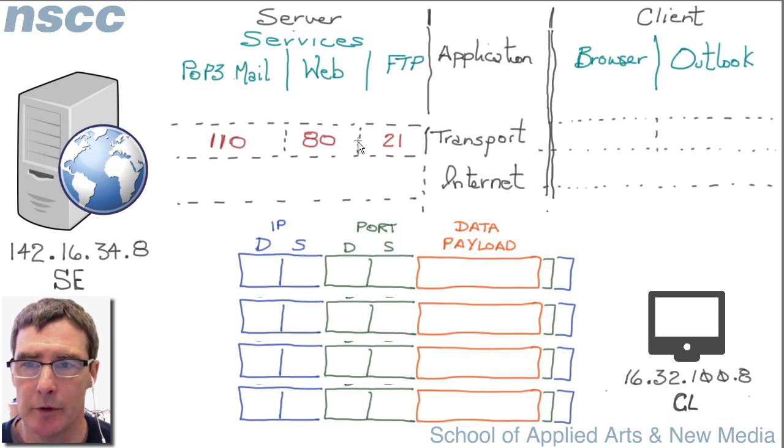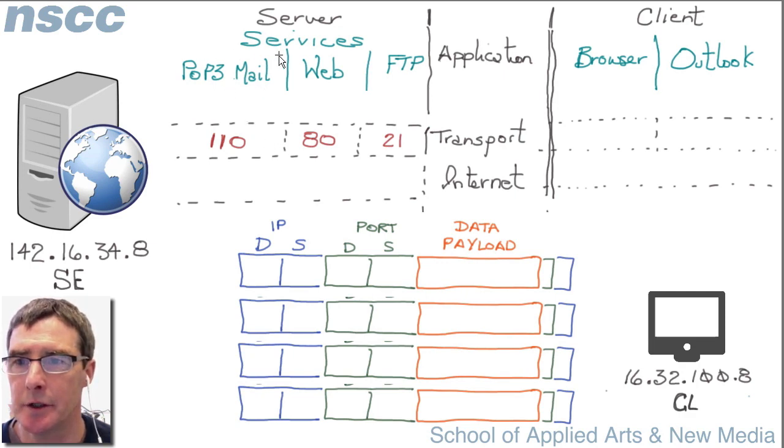Now, port numbers at the transport layer play an important part for directing traffic to applications. The port numbers below 1,000 are generally called the well-known port numbers, and many of them are assigned to certain services. For instance, POP3 mail is numbered 110. Web uses port number 80, and FTP uses 20 and 21. We'll just use 21 here for an example.